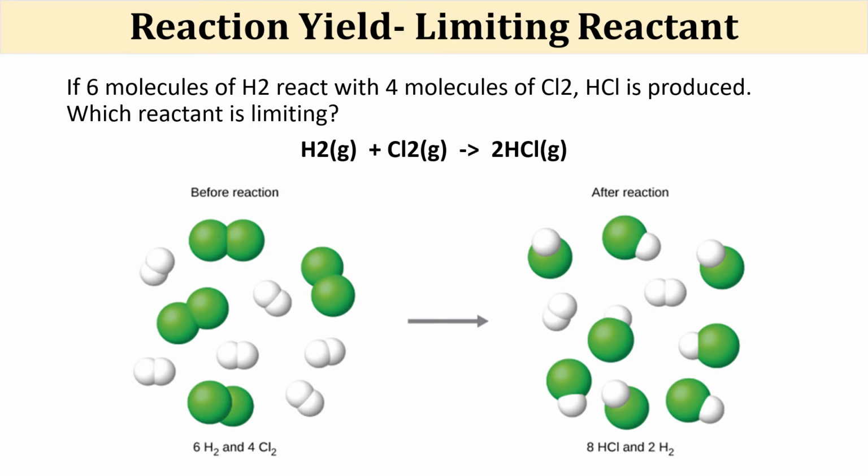If 6 molecules of H2 react with 4 molecules of chlorine, HCl is produced. Which reactant is limiting? When H2 and chlorine are combined in non-stoichiometric amounts, one of these reactants will limit the amount of HCl that can be produced. In this illustration, a reaction is shown in which hydrogen is present in excess and chlorine is a limiting reagent. We can see that these are the molecules of hydrogen, which is present in excess. So therefore H2 is in excess and chlorine is the limiting reagent.